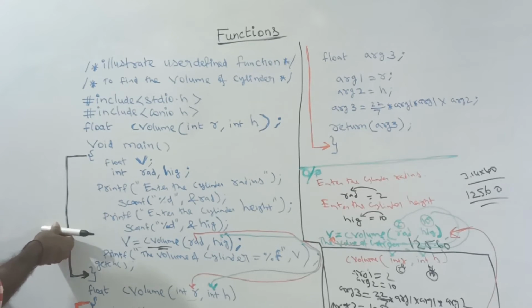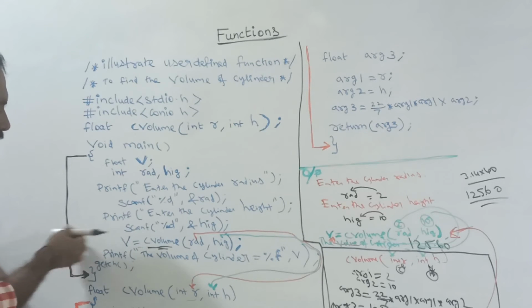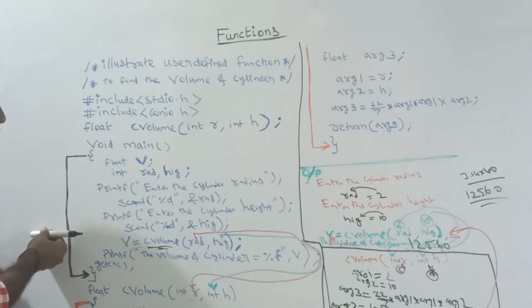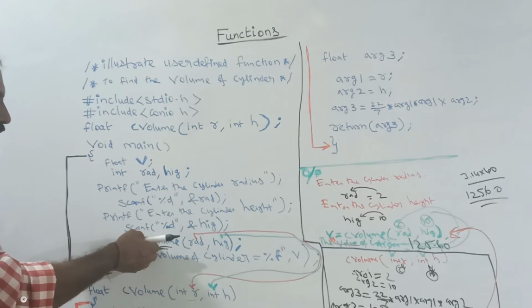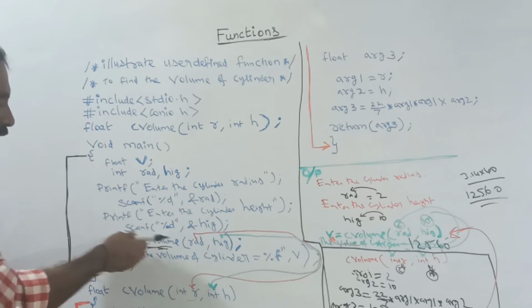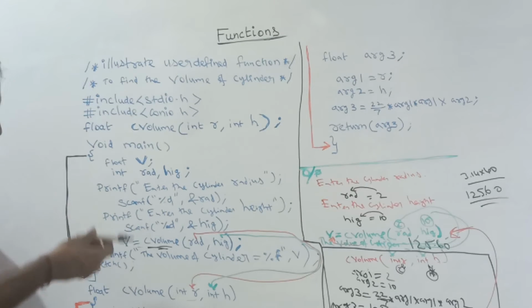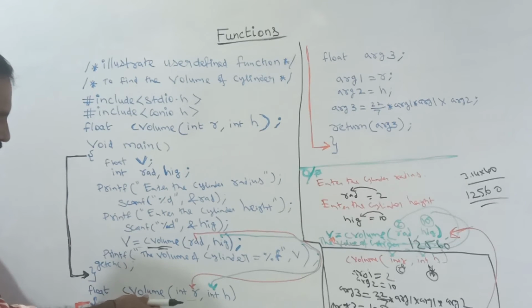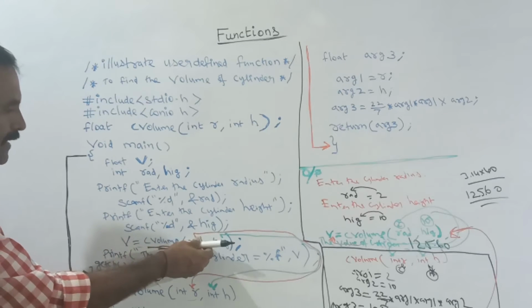When the controller comes here, it checks whether the user defined function definition of volume is there. If the function definition is there, then it will execute. If there is no definition, it will show an error. So it jumps directly to the function definition.